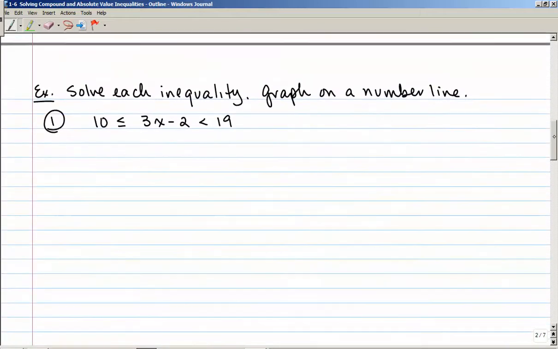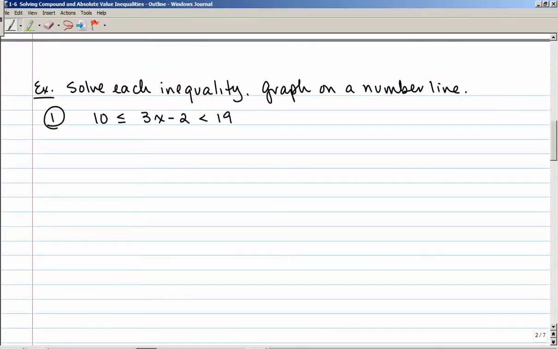So let's take a look at a couple examples here. Solve each inequality and then graph on a number line. This is going to be an and inequality because it doesn't have any words in it. I could also break this down and write it as an and, but it's actually easier to solve this way. My goal is to get x all by itself right here in the middle of the inequality. So I'm just going to solve that for x.